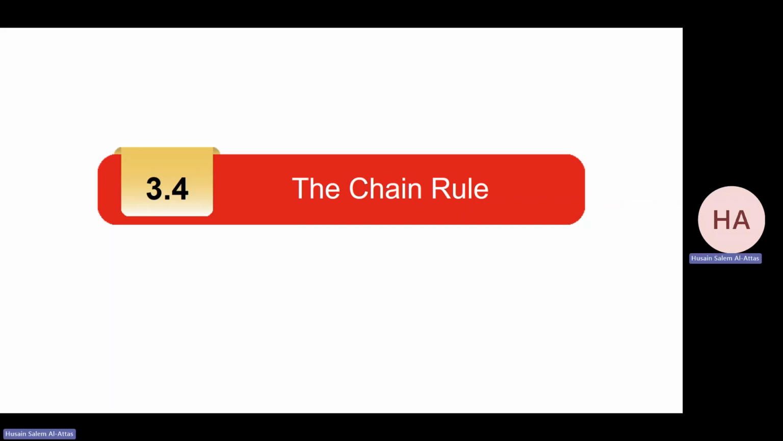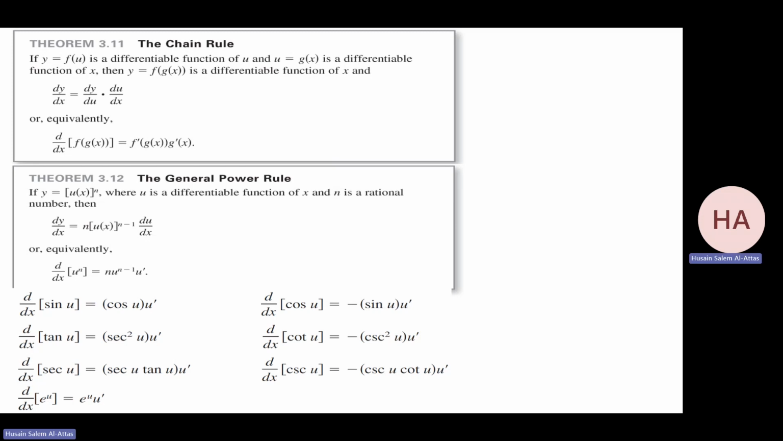It's one of the important sections because most of the functions in real life are functions of functions. So we need it for sure. Okay, what we have? We have y is a differentiable function of u, and u is a function of x. We have y equals f of g of x. So it's a function of a function. We have two ways to do it.